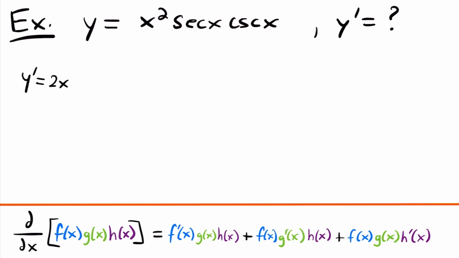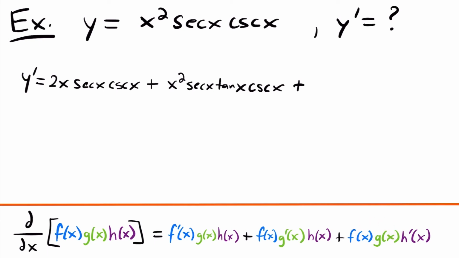So we're going to have secant x and cosecant x. Then we're going to add this to our original function, f of x, x squared, times the derivative of g, or our second function, which would be secant x in this case. And the derivative of secant x is secant x tangent x. So we'll have secant x tangent x, and then we'll just multiply by our original third function, which is cosecant x. And then we'll add our third term, which is going to be the first 2 original functions.